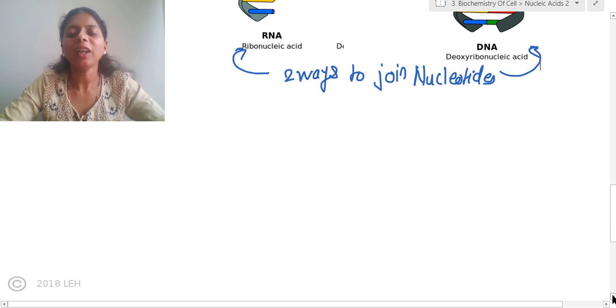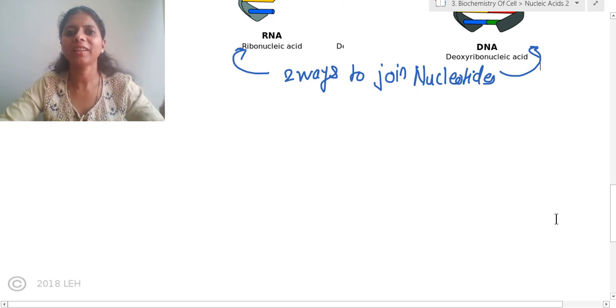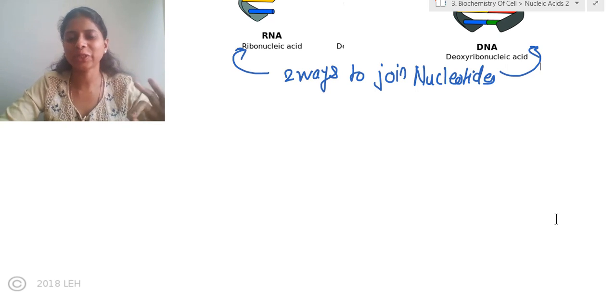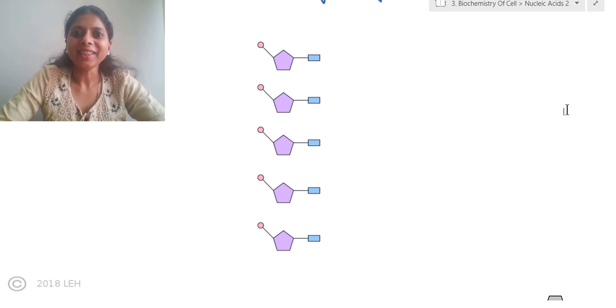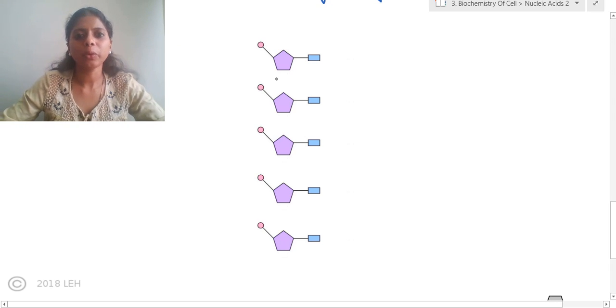So let us take a long chain of nucleotides. I'll take the long chain of nucleotides first, and then I will show you how exactly they join. So here I have taken a few nucleotides, and now we will try to join them together and make RNA out of it. Let us see whether it is possible for us or not. Now see, to join these nucleotides, a few things we need to do first.